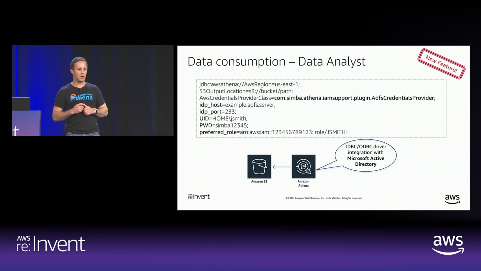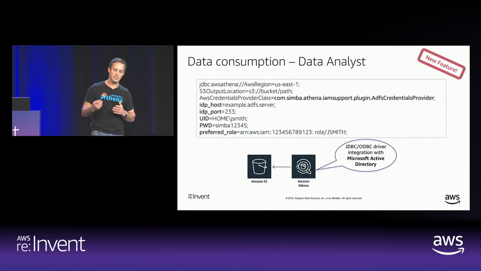So here's another new feature. This is something that we recently announced, I believe last week. This is an enhancement to the JDBC and ODBC drivers. And it gives you the ability to federate access using Active Directory. So previously, you'd have to use your AWS access key and secret key to be able to authenticate the JDBC driver and use the service.